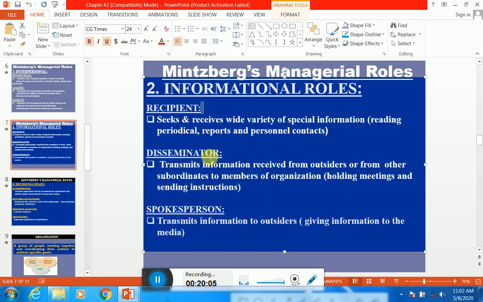Next is disseminator. The meaning of disseminator is to spread. This is the role where the manager transmits, means shares, information received from outsiders or from other subordinates to members of the organization, like holding meetings and sending instructions. Now let me explain the concept of disseminator in easy words. Disseminators basically communicate or disseminate information to others within the organization. For example, send memos and reports, inform staffers and subordinates of decisions.